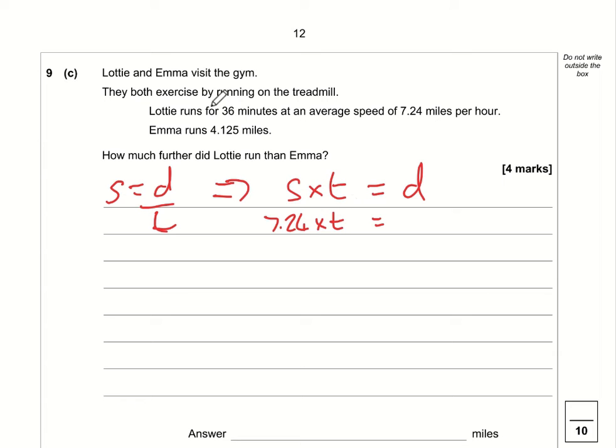Now the problem is that we've got it in minutes, so we need to turn this into hours, and it looks like a random number of minutes, but it's actually quite a helpful figure, 36. 1 hour is 60 minutes, so 36 minutes is 36 sixtieths of an hour.